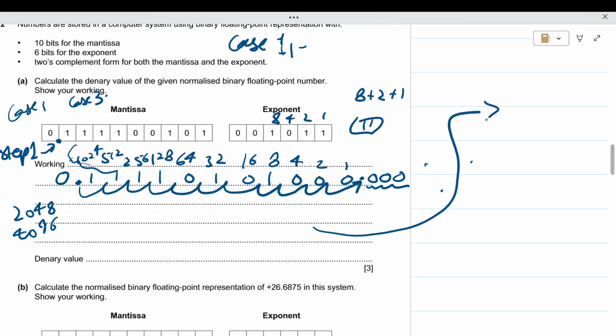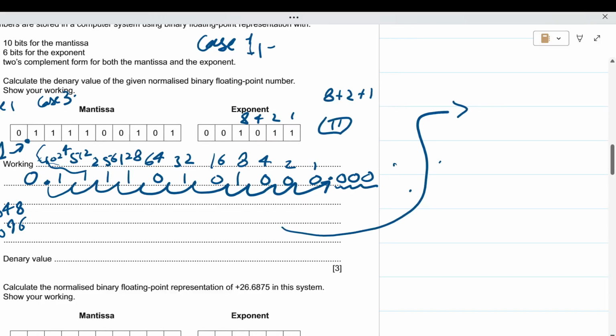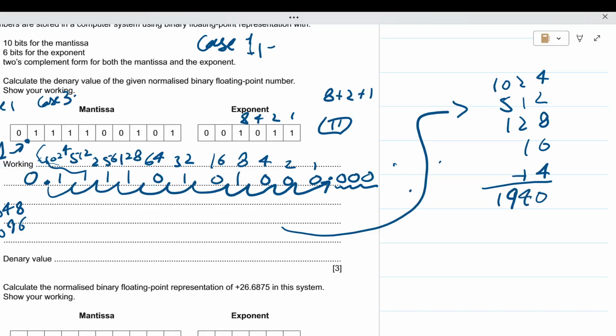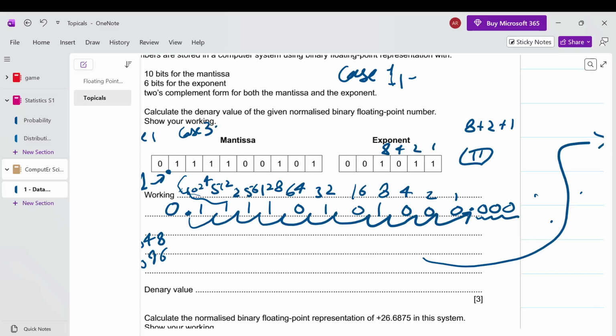So I'm going to do the rest of the working over here, okay? So it's 1024 plus 512 plus 128 plus 16 and plus 4. That entire thing gives you 1940, I think. Let me just recheck. It is 1940. Okay. So that is your answer.